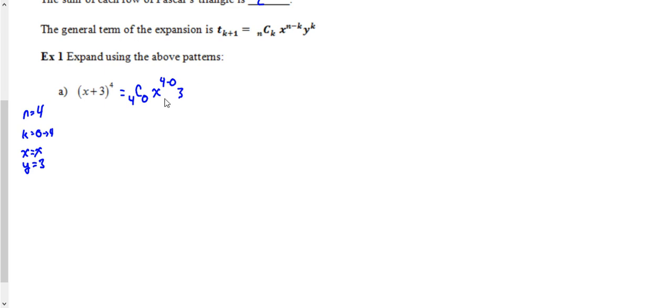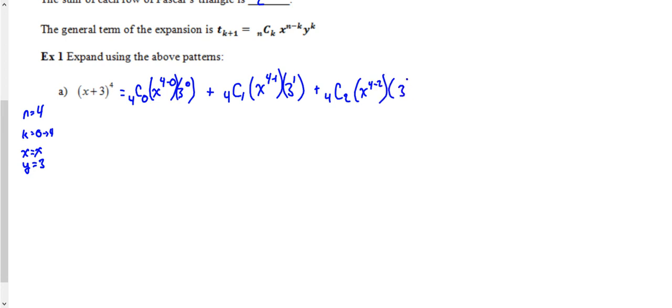And that's going to be to the value of k, which is 0 for this first one. And really, if I wanted to, I could put brackets right around each one of these here. And then I can clean that up in a second. But I'm just going to write down all my terms here, and then I'll do a cleanup step. So that's going to be my first term, adding on 4 choose 1, x to the 4 minus 1, 3 exponent 1, plus 4 choose 2, x to the 4 minus 2, 3 squared.